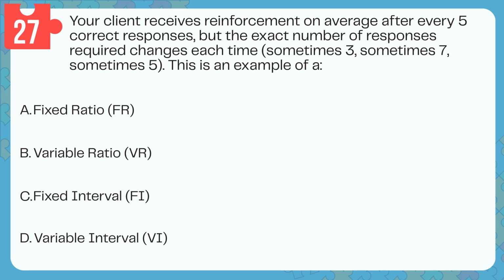Question 27. Your client receives reinforcement on average after every 5 correct responses, but the exact number of responses required changes each time. Sometimes 3, sometimes 7, sometimes 5. This is an example of A. Fixed ratio, FR. B. Variable ratio, VR. C. Fixed interval, FI. D. Variable interval, VI.